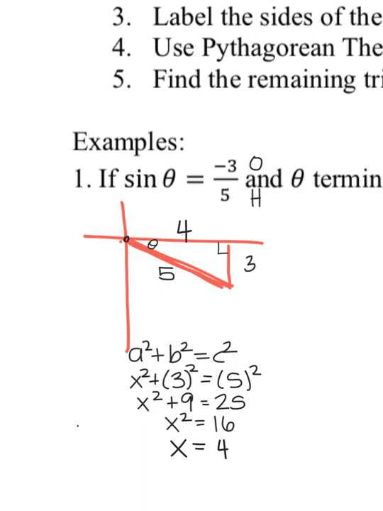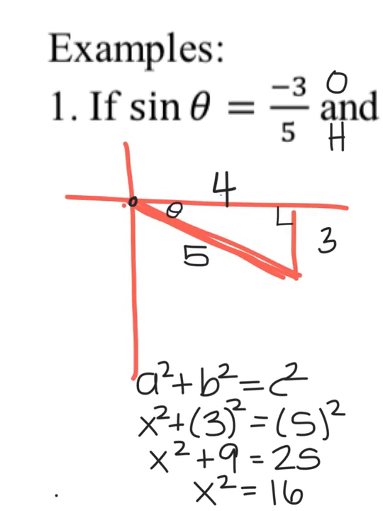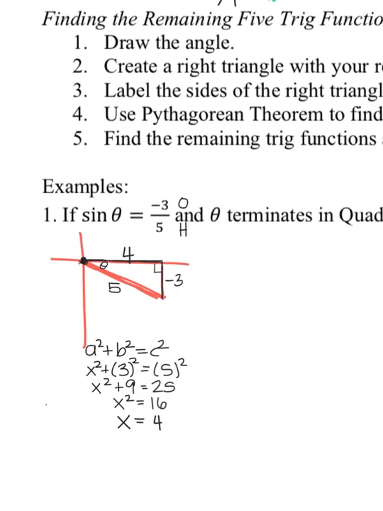Now, there was something that I skipped over in step 3 about the negatives. If you look at your triangle, this is the origin. If you move 4 to the right, that's positive 4. And if you move 3 down, that's negative 3. That's why it's negative 3 over 5. Again, go from the origin. If you go to the right, then 4 is positive, and you're going down, so 3 is negative.